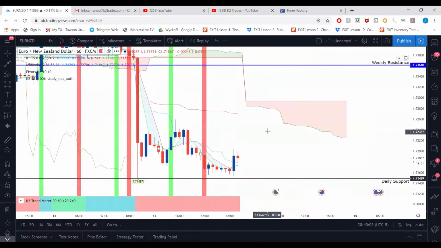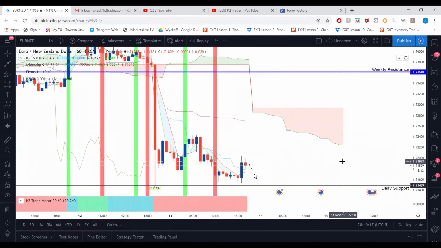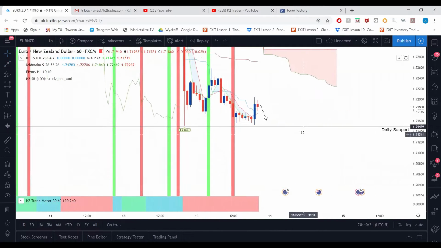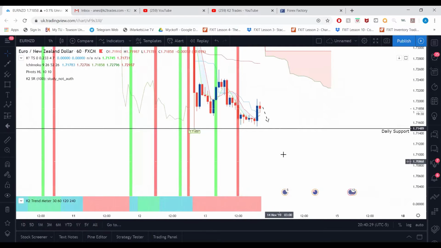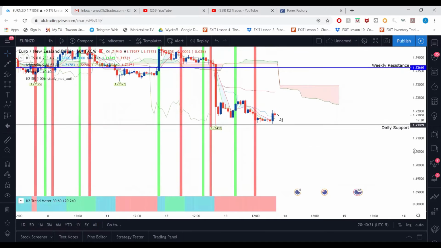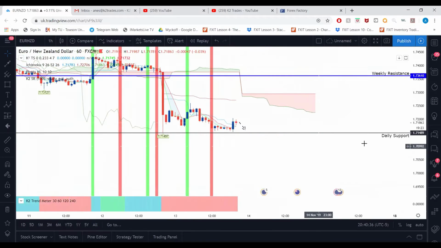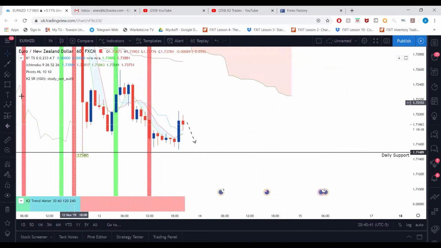And I would like to see little pushback down for a better entry. And I would personally look for a buy here because it is daily support, so it will be a little bit harder to break through, even though you see there's still a bearish trend which currently formed with that breakout, because it will be low risk and high reward.